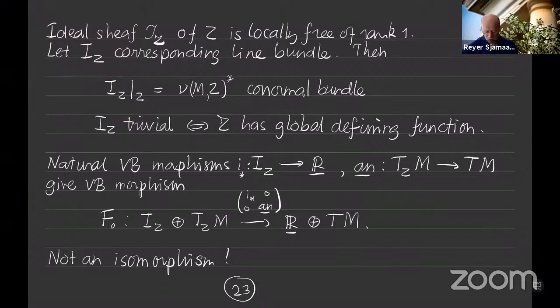Let me bring in another little ingredient. Let's look at the sheaf of all functions which vanish on the hypersurface. Well, it's a normal crossing divisor, so that's a locally free sheaf of rank one, a line bundle, in other words. So the sections of this line bundle are just the functions that vanish along the hypersurface. If you restrict to the hypersurface, that's just the conormal bundle. And that line bundle I of Z is trivial precisely when that hypersurface has a global defining function.